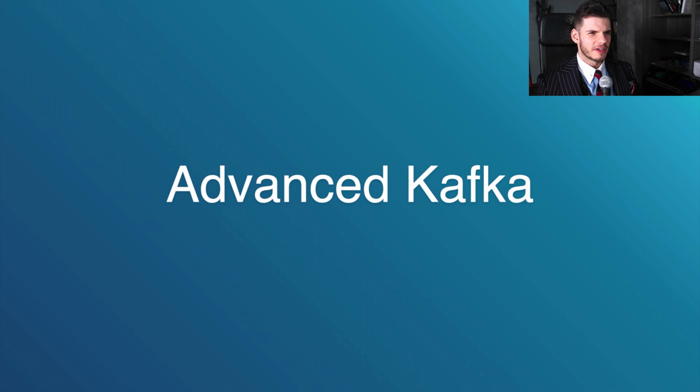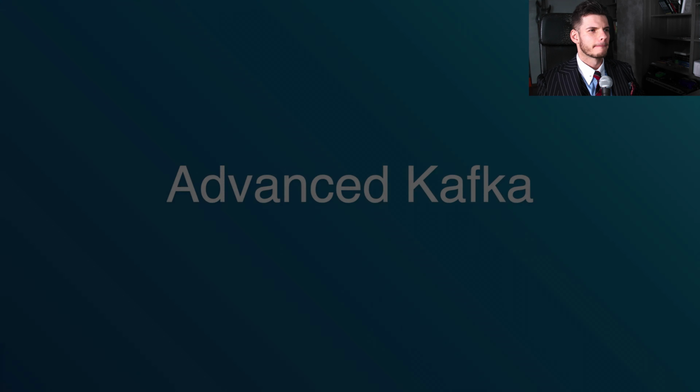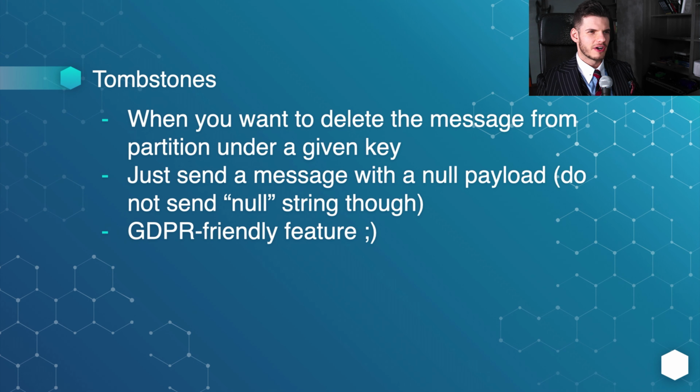We are getting close to the end of this course, and now let's go through some advanced aspects of Kafka. One of the GDPR-friendly features, tombstones. You can publish some messages and store them in Kafka, but how to hard delete them? This is one more use case besides log compaction where message keys are useful. To delete a message, you need to send a null payload with a specific message key. And this needs to be a real null, not a null string.